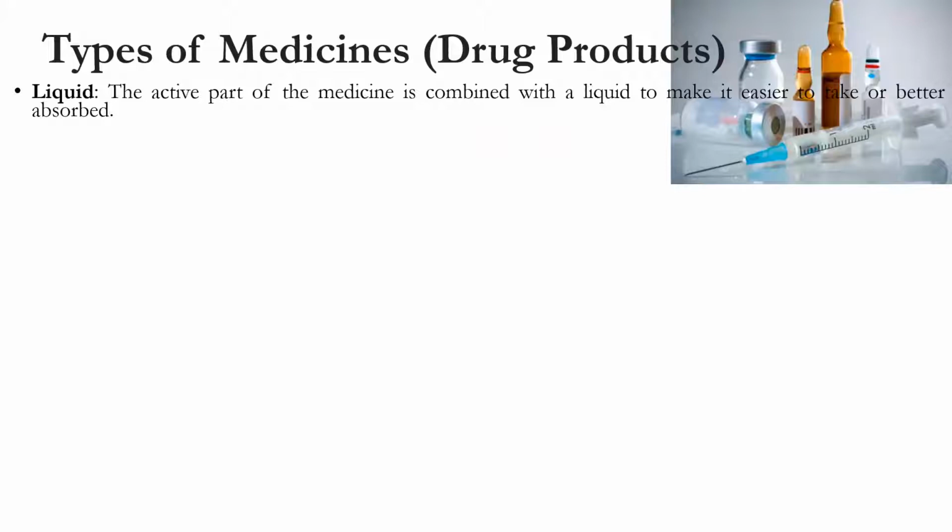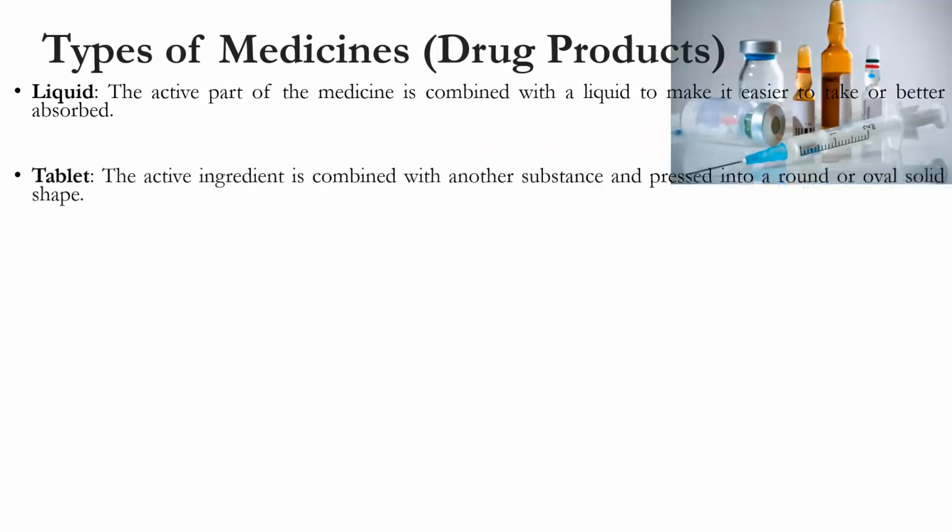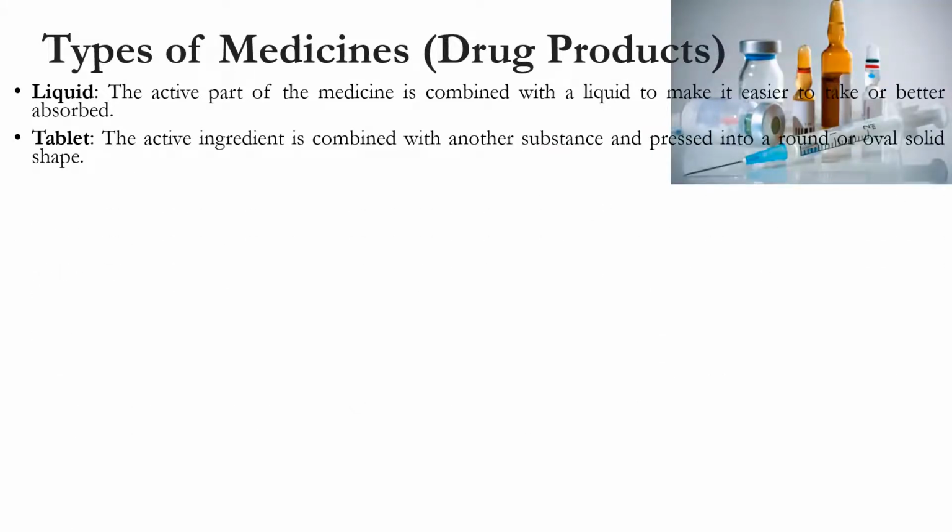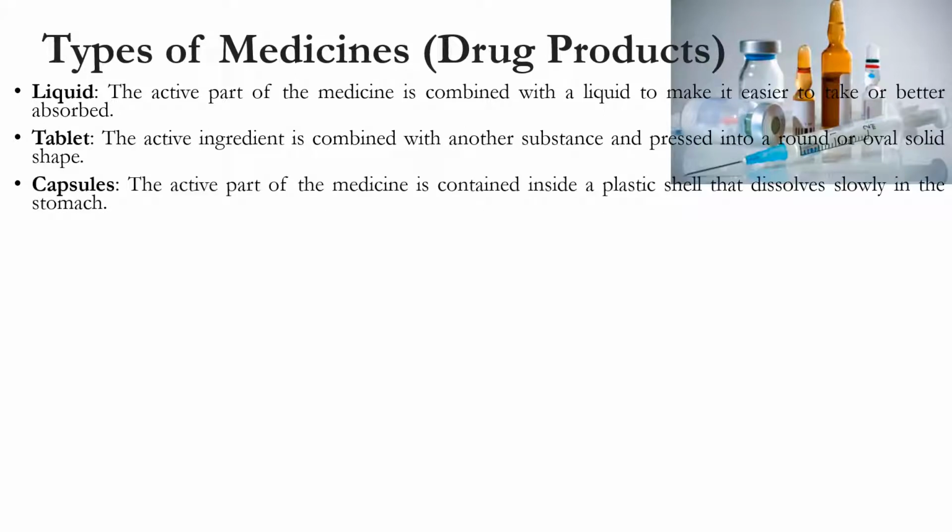You can see first the liquid form, which can be called a syrup. The active part of this medicine is combined with liquid to make it easier to take, or to be absorbed in a better way by the specific target. The second one is the tablet, which means the API is combined with another substance and pressed into a solid form, round, oval, or some different shapes, but a solid form. That is known as a tablet.